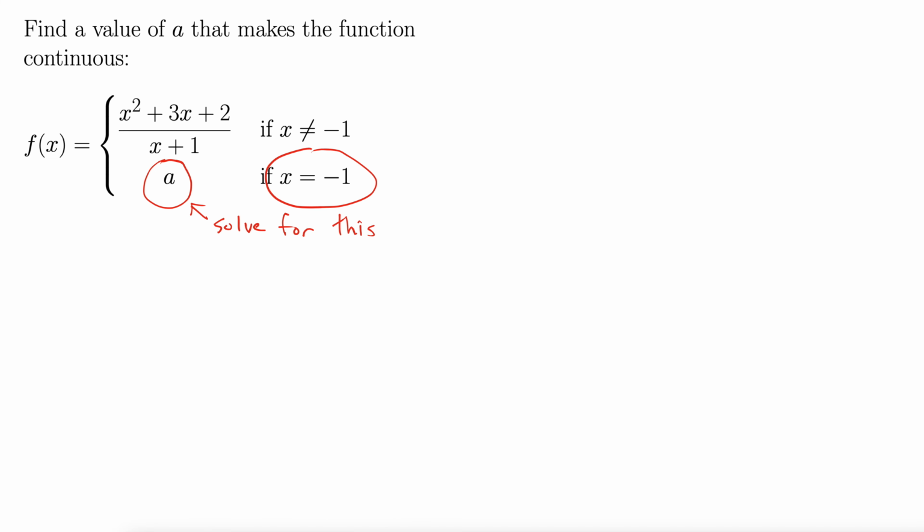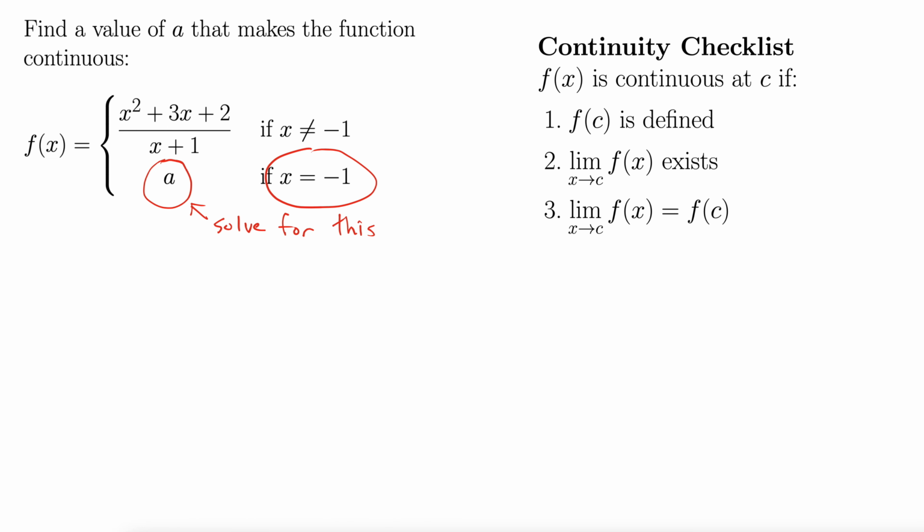Well, remember that we have the continuity checklist that tells us when a function is continuous. f(x) is continuous at some point c if the function at c is defined, the limit as x approaches c exists, and the limit as x approaches c of f(x) equals f(c). So we'll focus on number 3 for our interest here in this particular example.